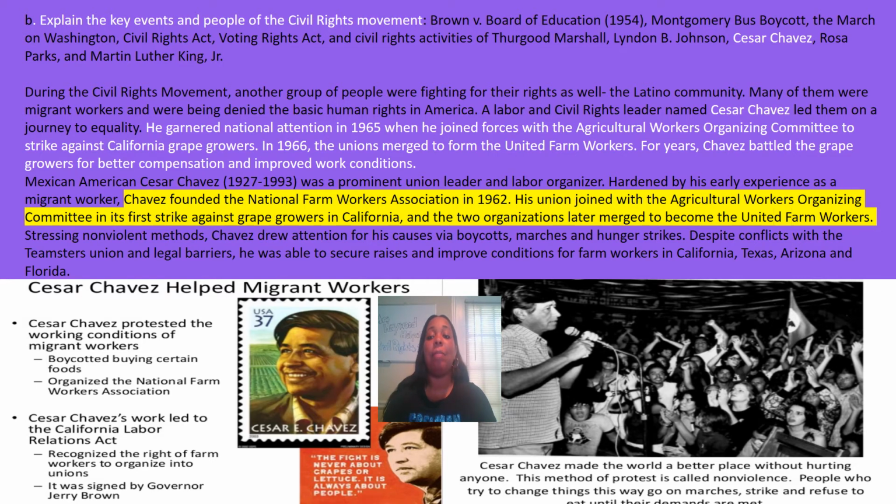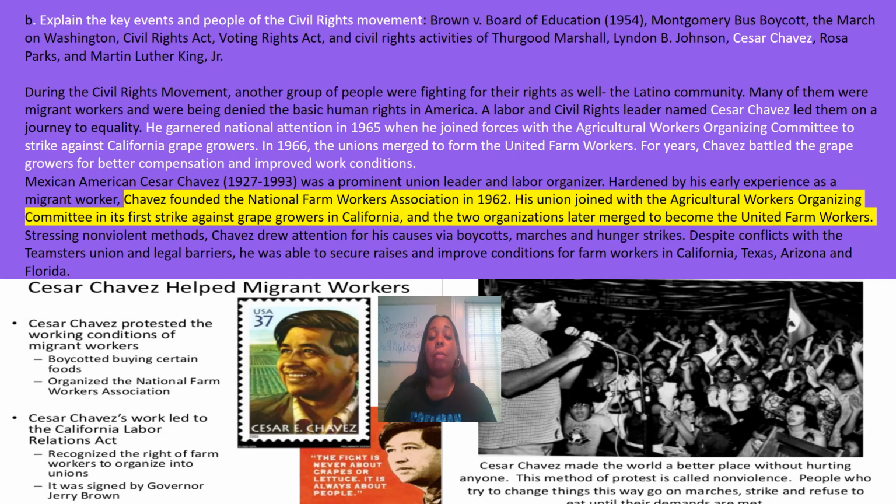For years, he battled the grape growers for better compensation and improved work conditions. He was a prominent union leader and labor organizer. Hardened by his early experience as a migrant worker, Chavez founded the National Farm Workers Association in 1962. The two organizations later merged to become the United Farm Workers. This was the Agricultural Workers Organizing Committee and his committee, the National Farm Workers Association.